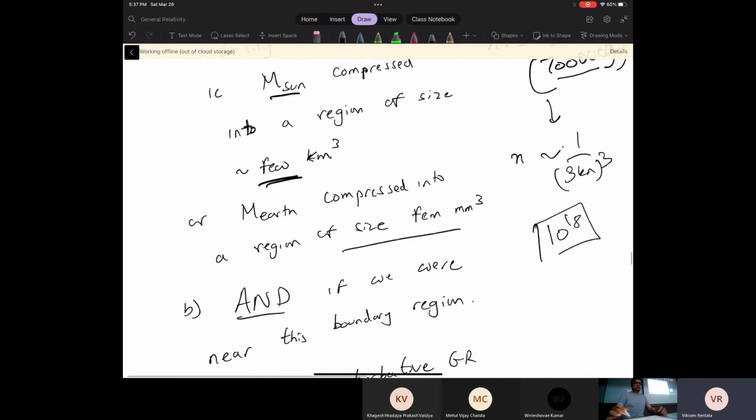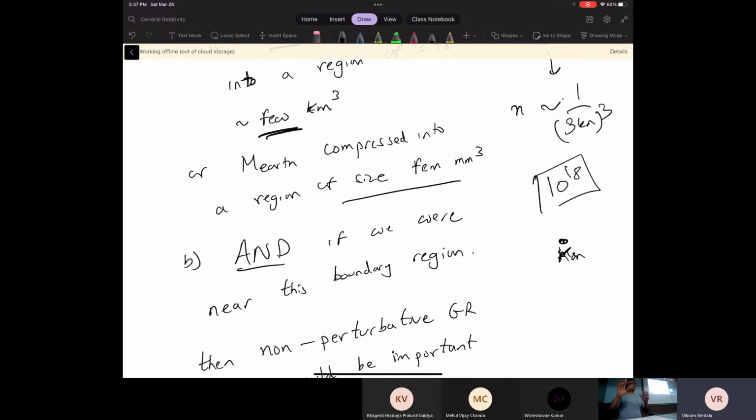If the entire Earth was compressed to the size of a millimeter cube volume, and if you were near the boundary of this, you also have to be near the boundary. If you're very far from this, so if you compress the sun to within a few kilometers and you're still 100,000 kilometers away, gravity is still weak. It's only when you come near to this. So first of all, you have to compress it. Then you have to come near enough to it that you can feel the strong gravity.